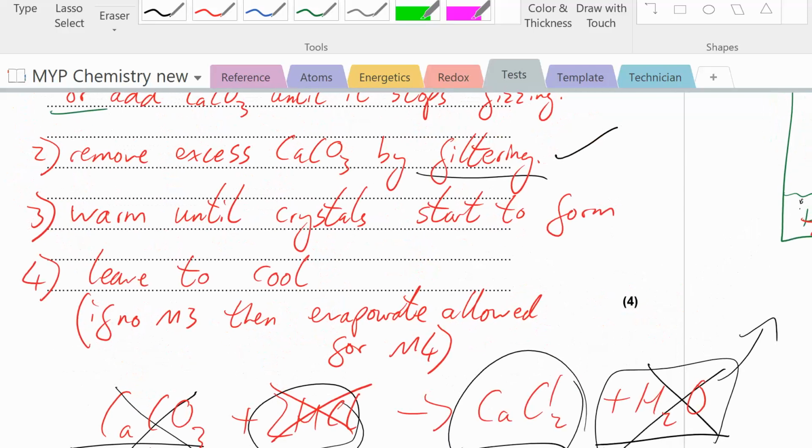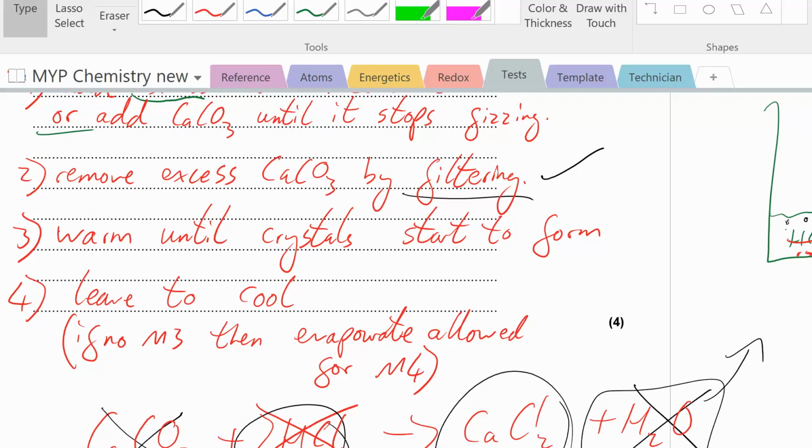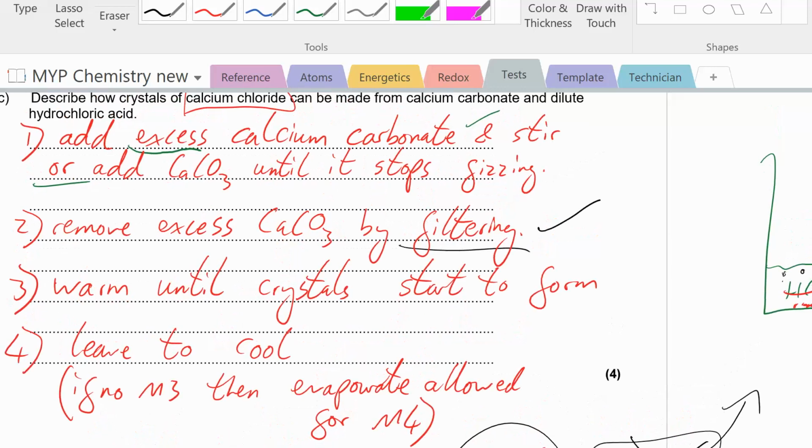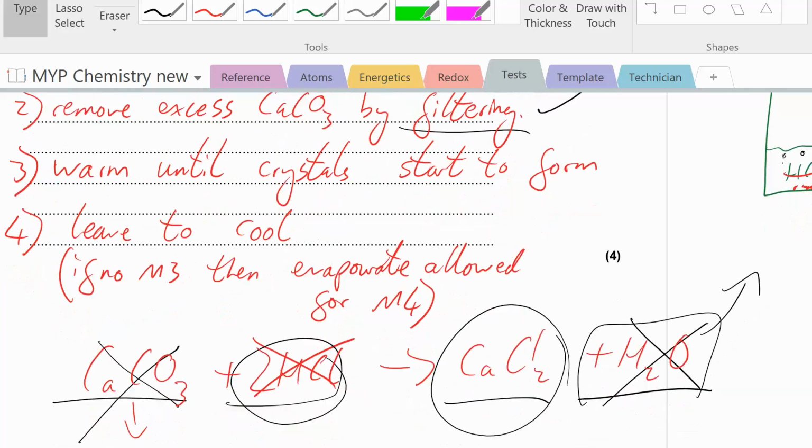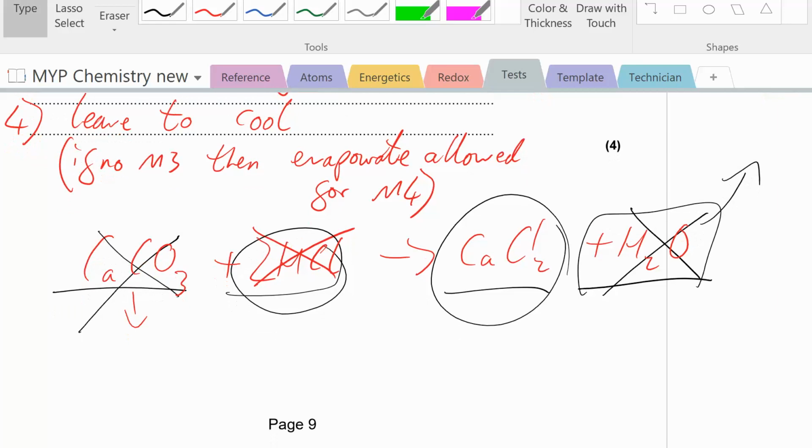Now you did this in lesson if you remember, so you just had to describe that process. So mark 1, add calcium carbonate until it stops fizzing, remove the excess calcium carbonate by filtering, so you did that process, warm until the crystals start to form, and then leave it to cool.